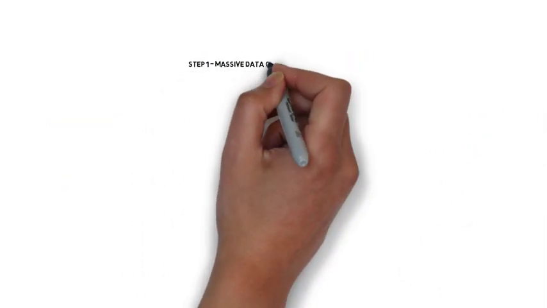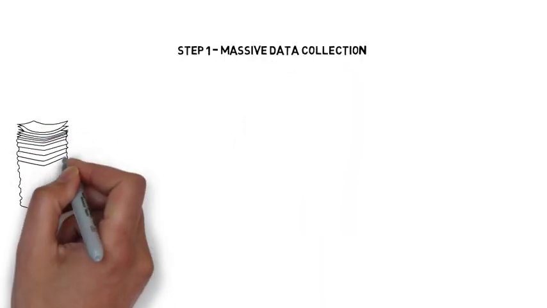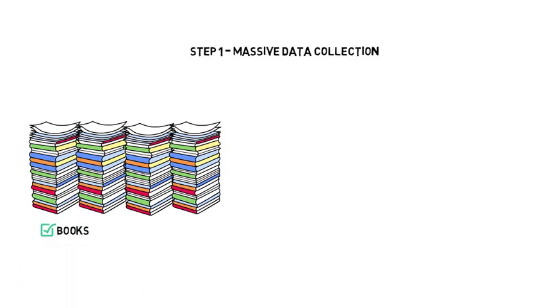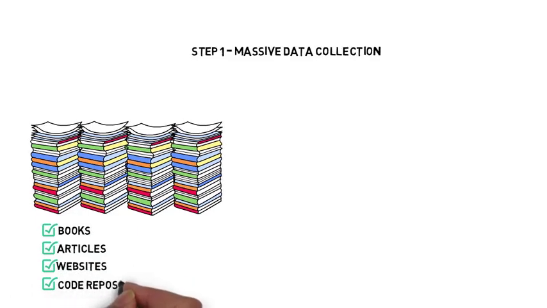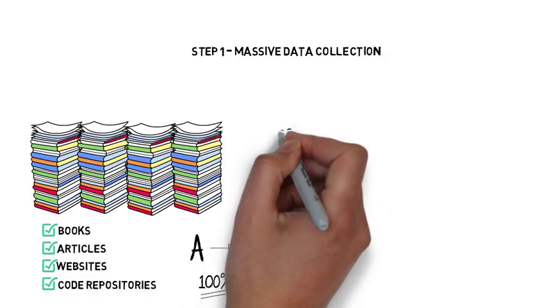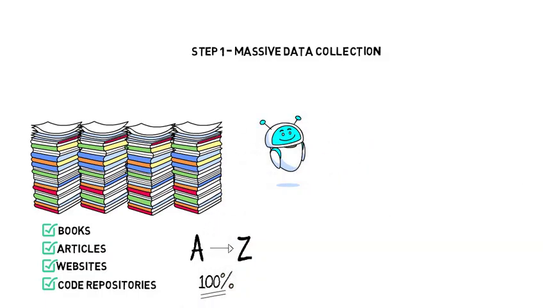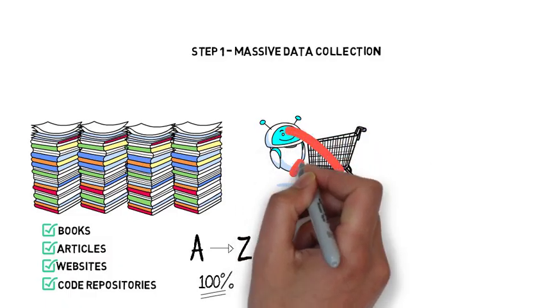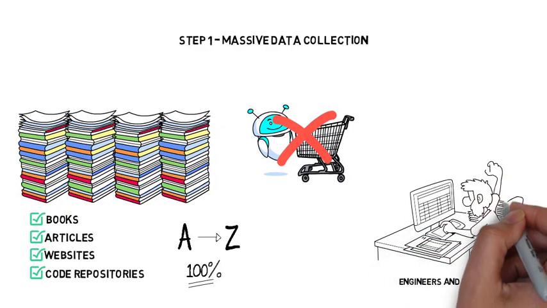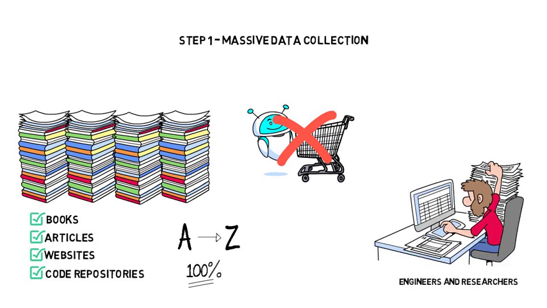Step 1. Massive data collection. LLMs start with data, a lot of it. For traditional language models, this means text from books, articles, websites, code repositories, and more. The goal is to give the model examples of how language is used in all kinds of situations. When I say data collection, I don't mean the AI is roaming the internet with a little shopping cart. It's actually the engineers and researchers behind the scenes, using automated tools and partnerships to pull in huge volumes of text that will feed into training.